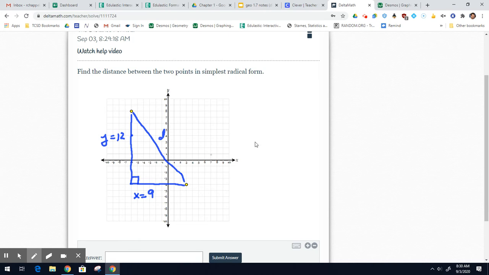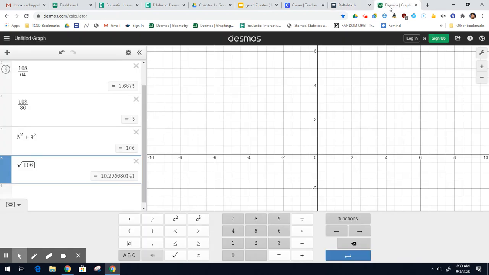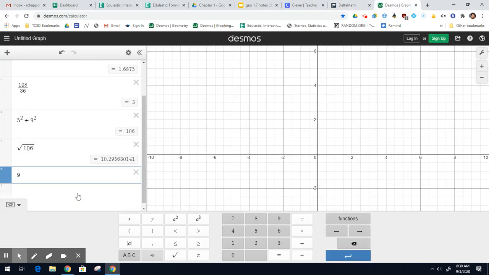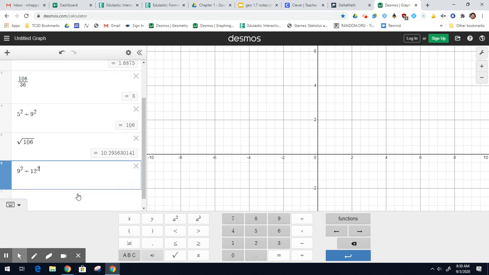It is 12. So over here, the distance is going to be equal to the square root of x squared plus y squared. That is going to be equal to the square root of 9 squared plus 12 squared. So I'm going to go to Desmos Graphing Calculator, type in 9 squared plus 12 squared. And that's 225.